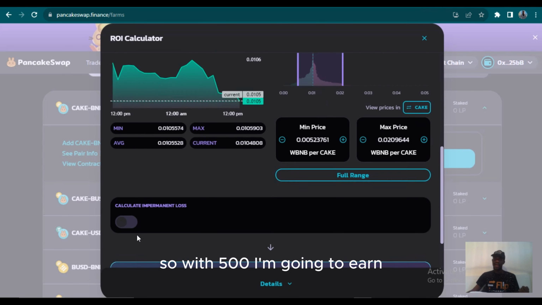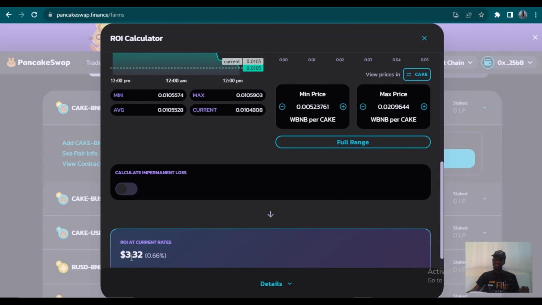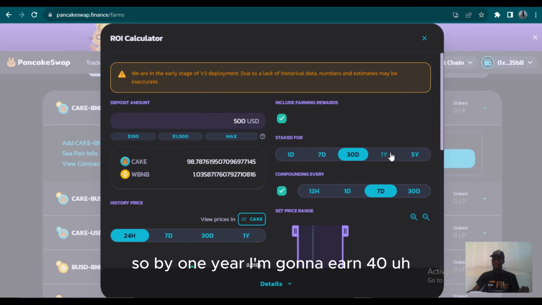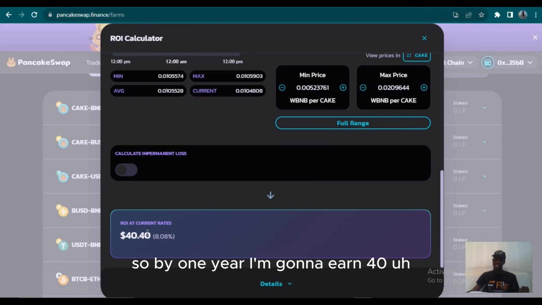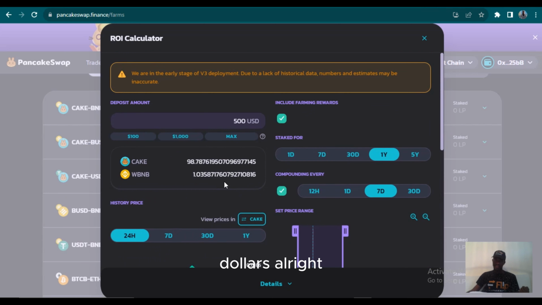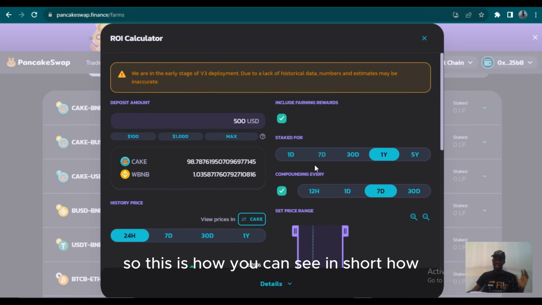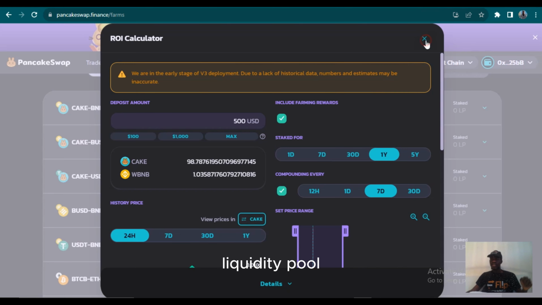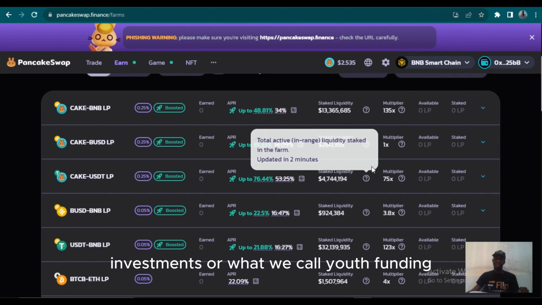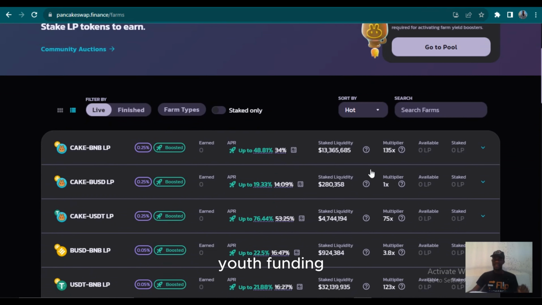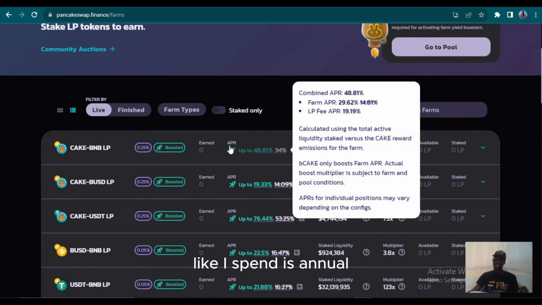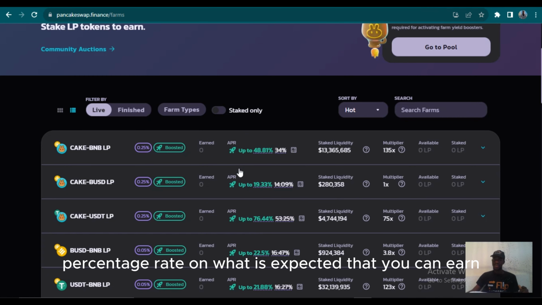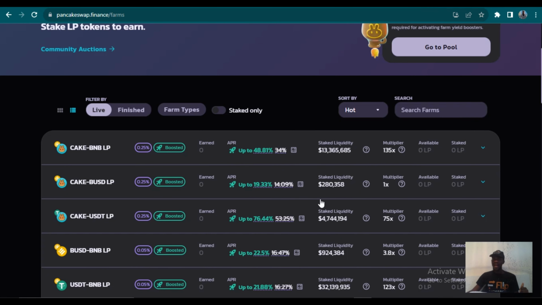So with 500, I'm going to earn 3.32. All right. So by 1 year, I'm going to earn $40. This is how you can see in short how your earning is going to look like in liquidity pool investments, or what we call yield farming. So this is called yield farming. What we call APR, like I explained, is annual percentage return. What is expected that you can earn annually, okay? So that's how your funds is calculated.